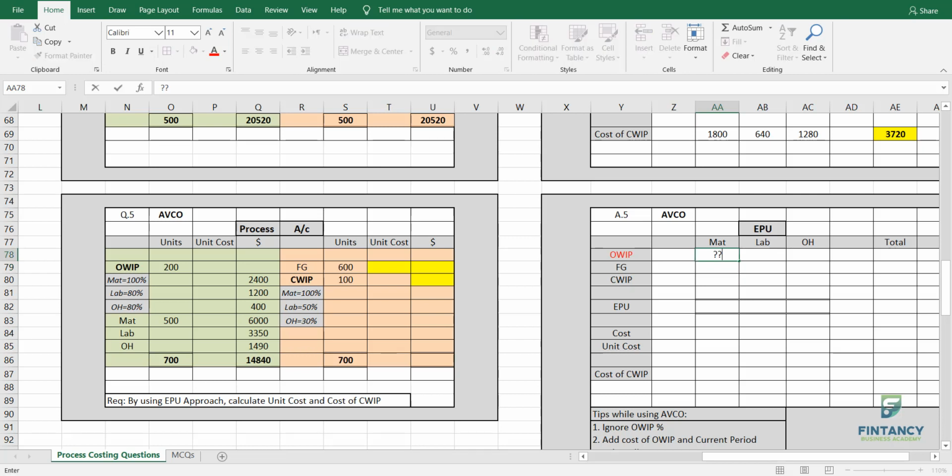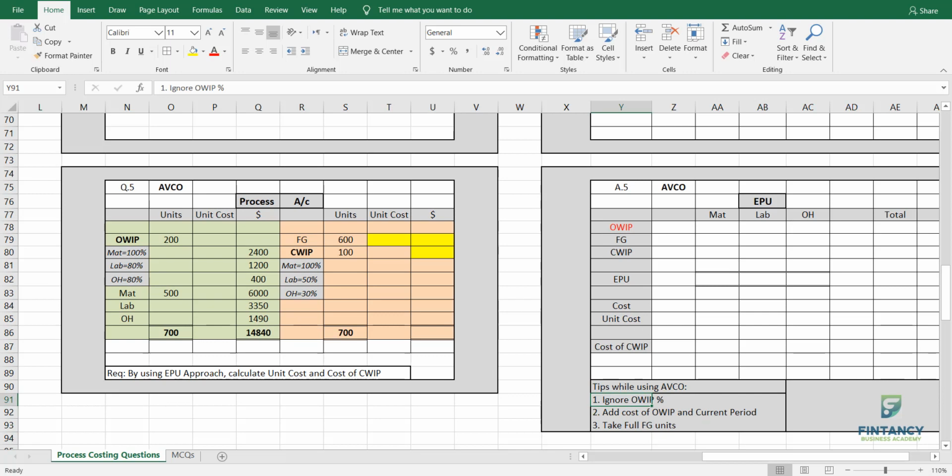So definitely, if you need to make EPU, first of all, you need to know how much figure to write here, what to write here. So the answer is written below. See, tips while using weighted average method. Number 1, ignore opening work in progress percentage. So whenever you are using weighted average method, you will ignore this area. See, getting it? I'm coloring this in red color, and this also in red color, so you can relate it. These three red colors are related with each other.